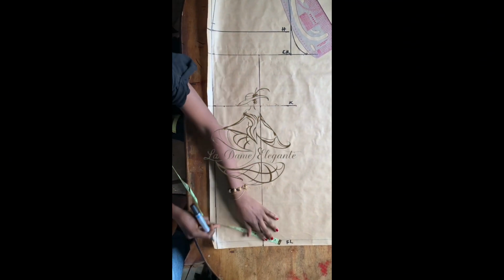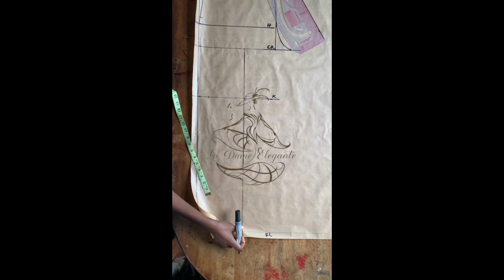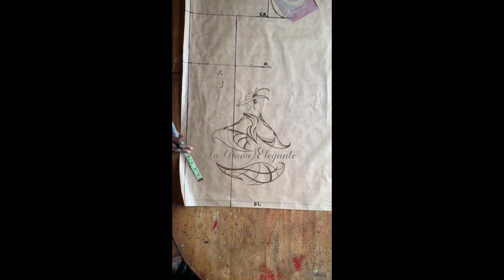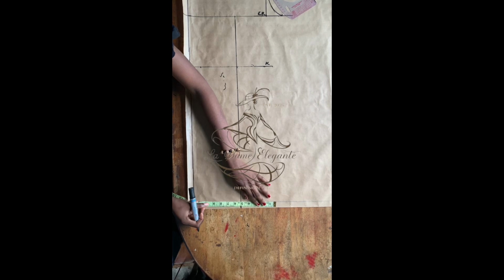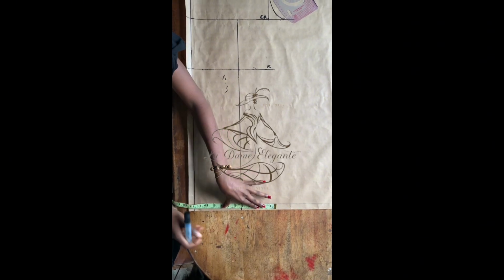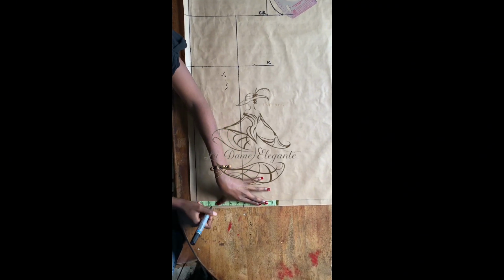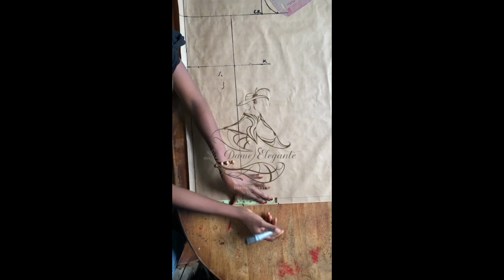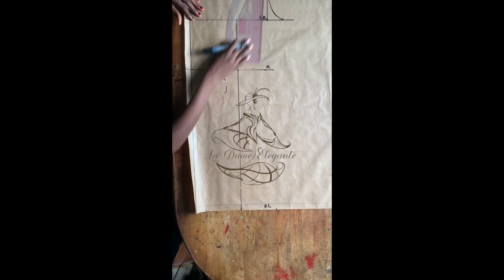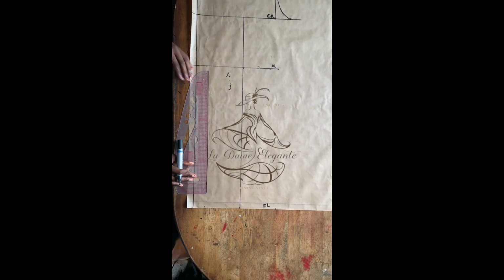Then on our ankle line, we're also going to put the same measurement because we're making straight pants. Then we connect the lines.